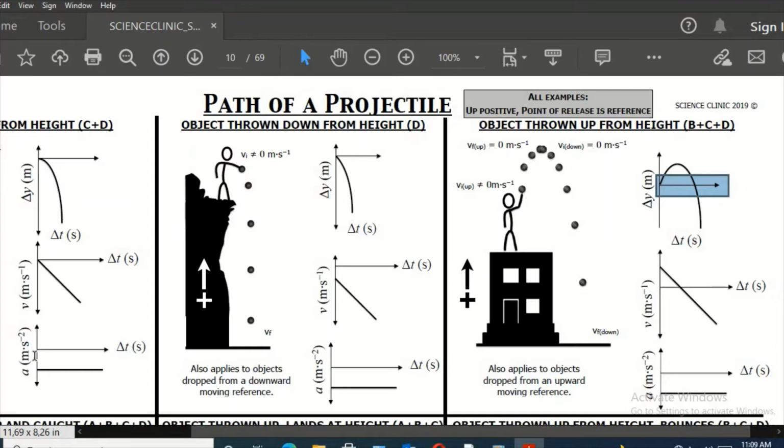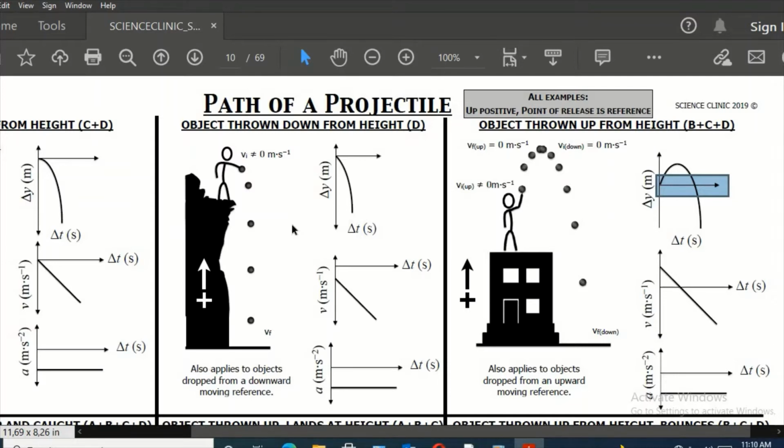So, like I've already mentioned, the up motion is positive, this means that our graph here would actually be negative, just below the time axis. So that will be negative 9.8.